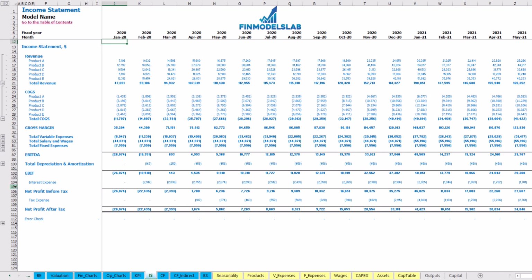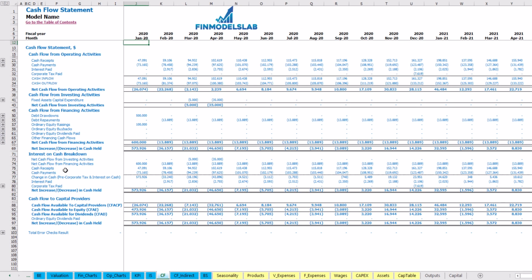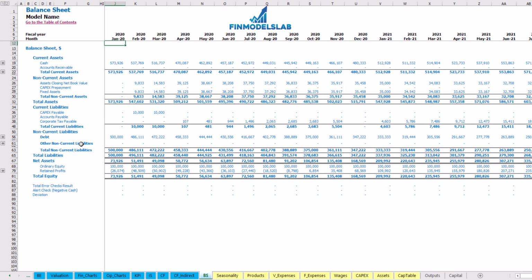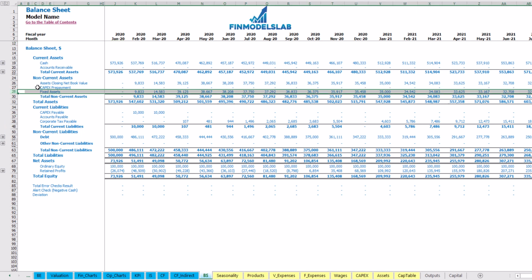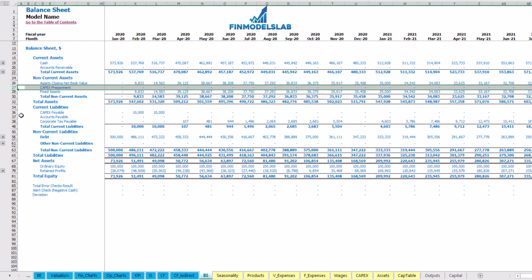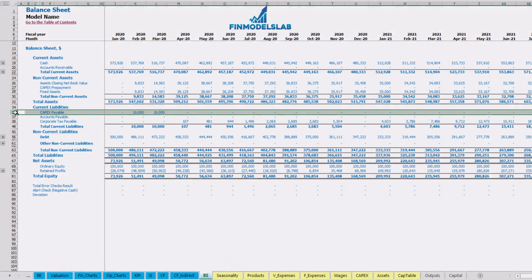The total amount of depreciation you may find in the income statement. On the cash flow you may find cash flow from investing activities for these assets, and on the balance sheet you may find the fixed assets amount under non-current assets and capex prepayment and capex payables as well.